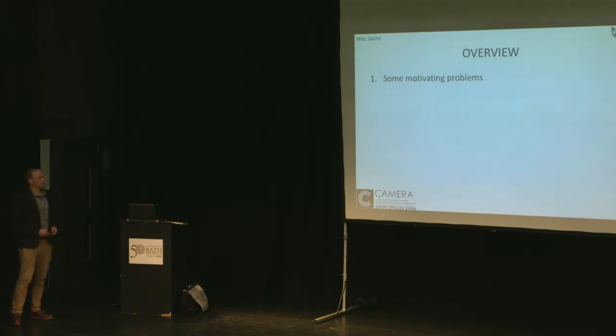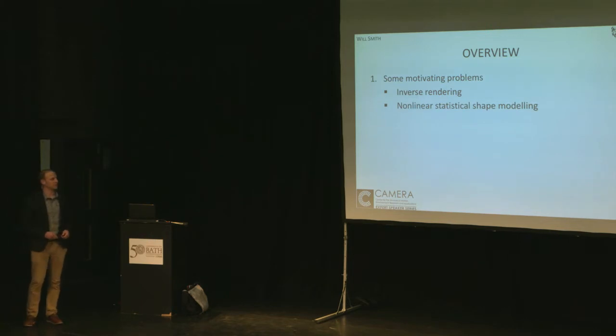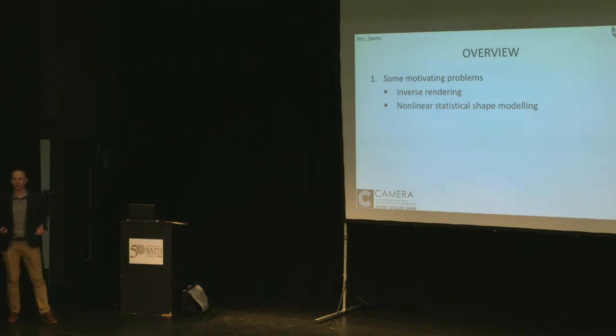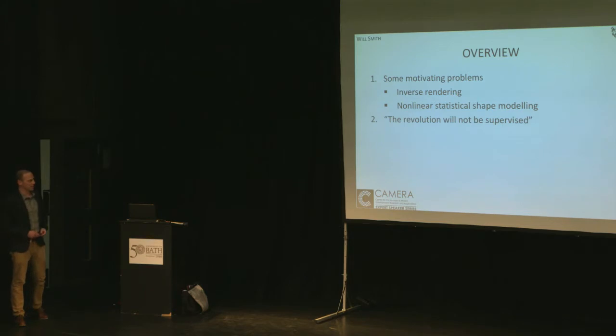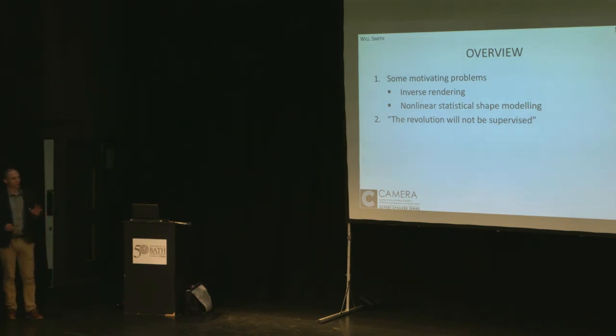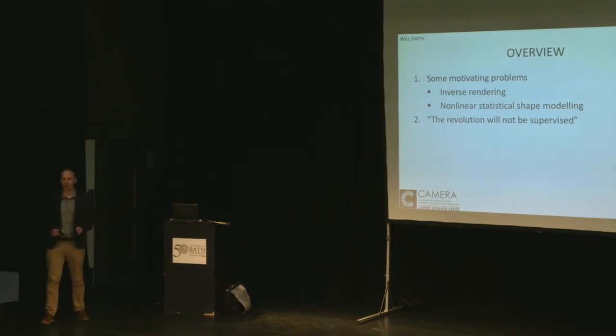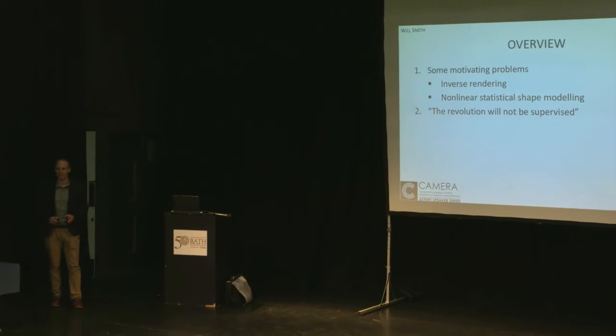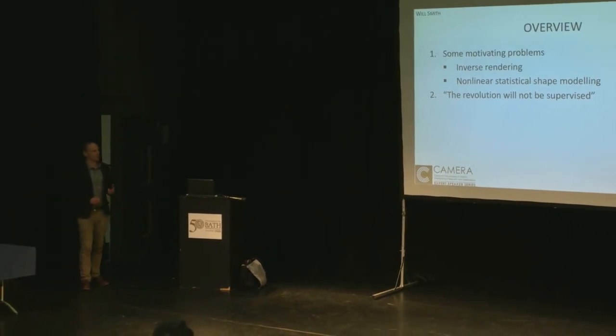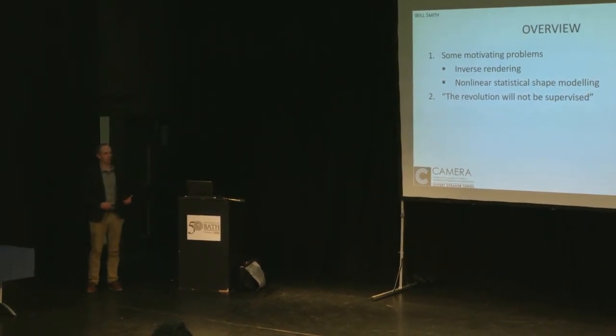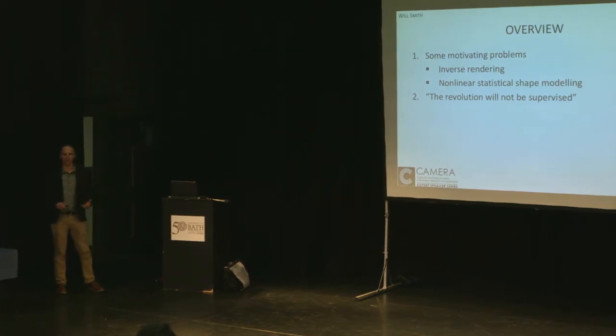So, okay, I'm going to start by describing a couple of my favorite problems that I'm interested in. One is inverse rendering, the other is nonlinear statistical shape modeling. I think both are of some interest to people here at the science department, CAMERA, people working in vision and graphics. Then I'm going to go on a slight tangent to argue that supervised learning is not going to solve all the problems that we have in computer vision. And in particular, the data we have and will need to solve all of the problems in a supervised fashion doesn't exist and maybe couldn't ever exist.